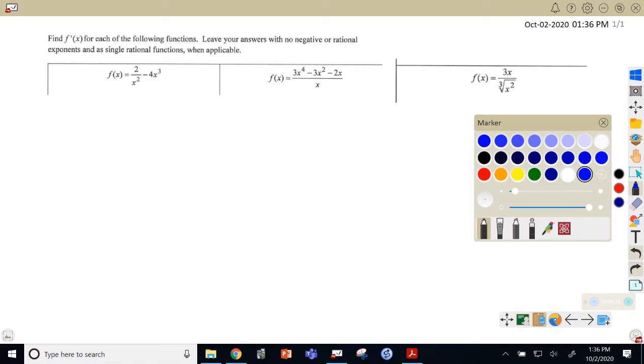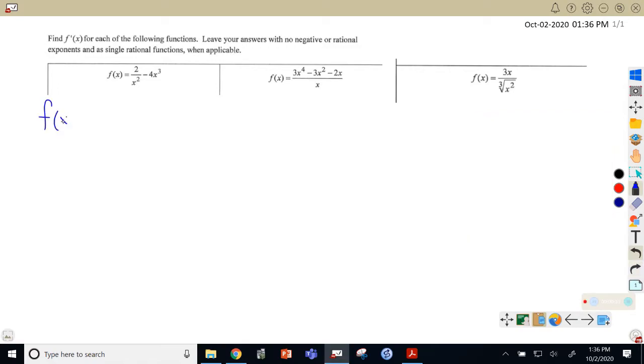In order to do that, you basically have to get rid of division by variables and things like that. So 2 divided by x to the second power is 2x to the negative 2, because whenever you move a term with an exponent from denominator to numerator or vice versa, you have to make the exponent negative, minus 4x cubed.